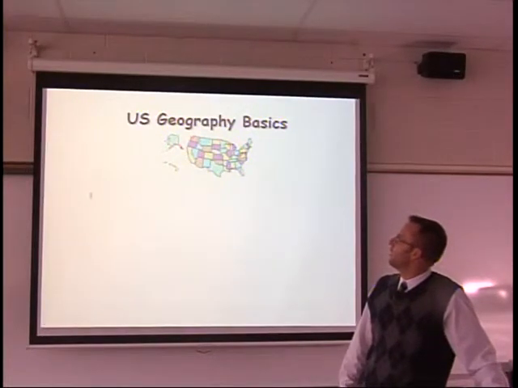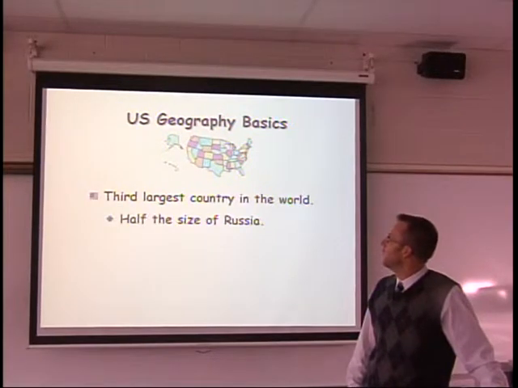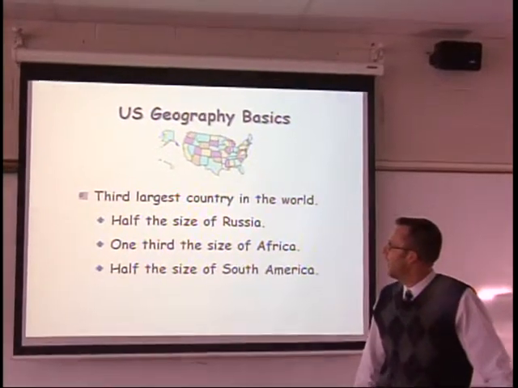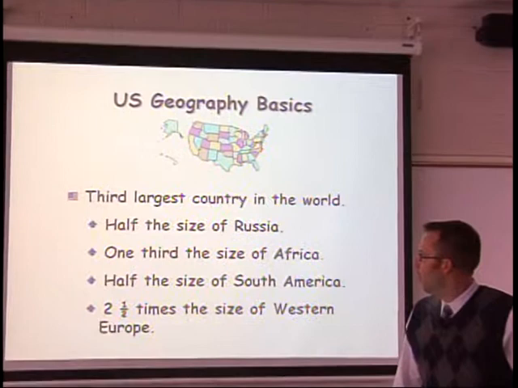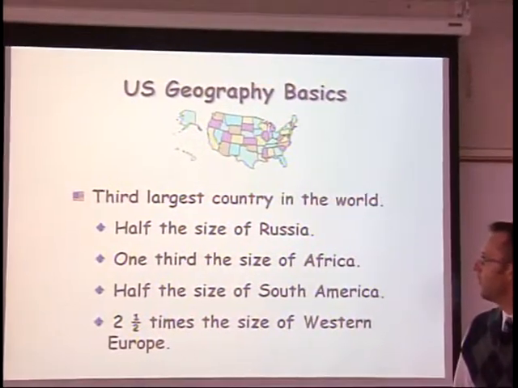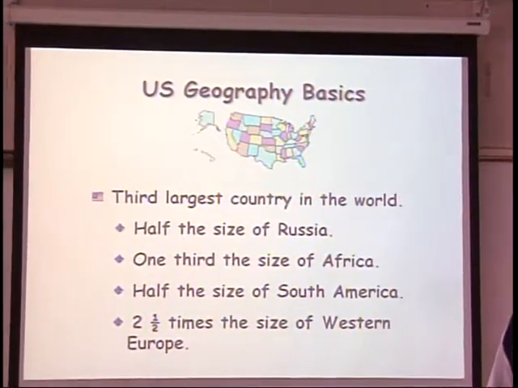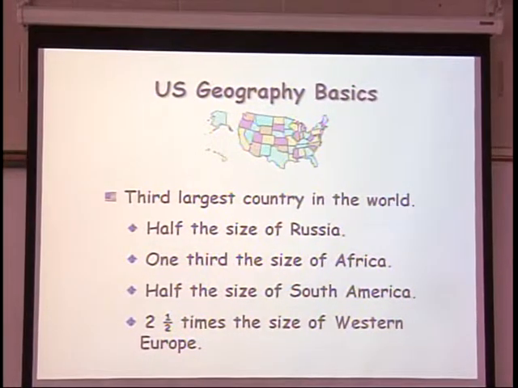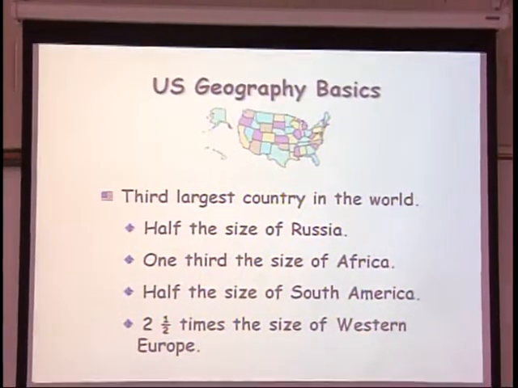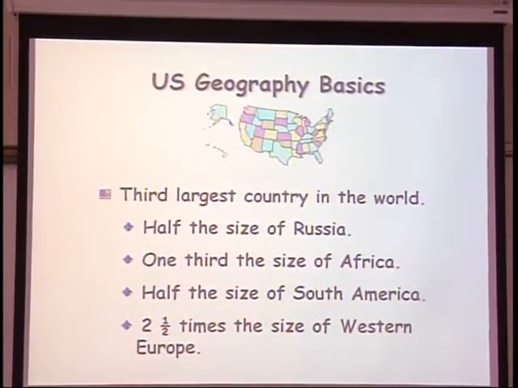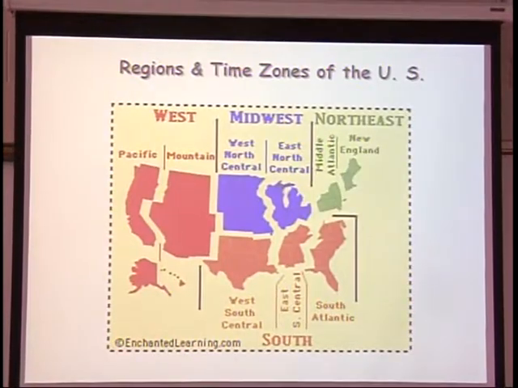Basics of U.S. geography. Okay, we are the third largest country in the world, about half the size of Russia, 1/3 the size of the continent of Africa, half the size of South America, and we are about 2.5 times the size of Western Europe. This should give you an idea comparatively of how big we are compared to other nations.